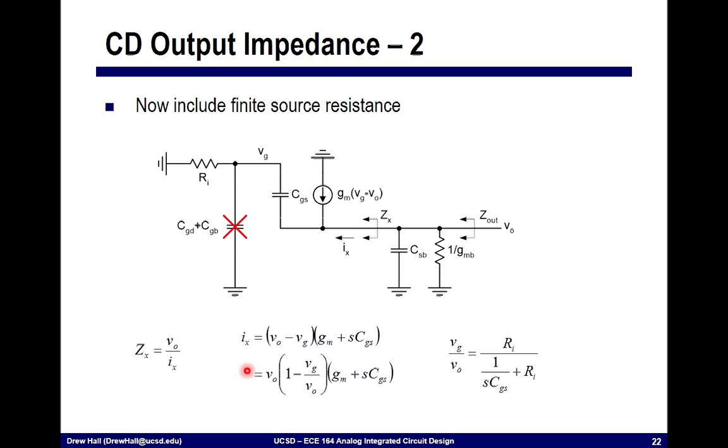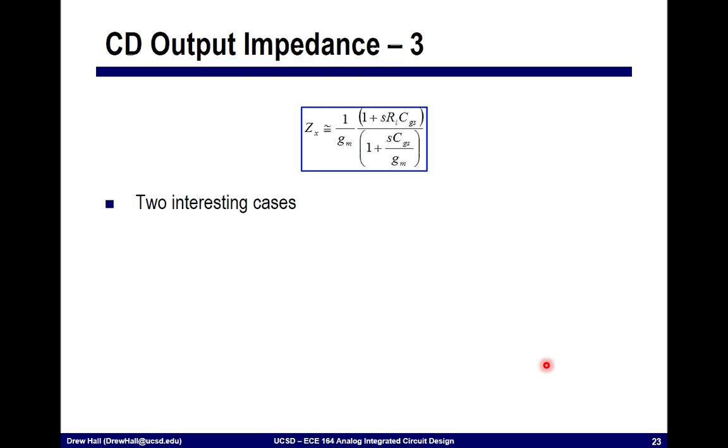Gm plus sCGS. So I can expand this out, and essentially I can write that Vg divided by Vout is Ri divided by 1 plus sCGS plus Ri. Now, if I put this back together, I essentially have that the output impedance Zx is equal to 1 over Gm plus this zero and this pole. Now, there's a couple of really interesting things that happen here.